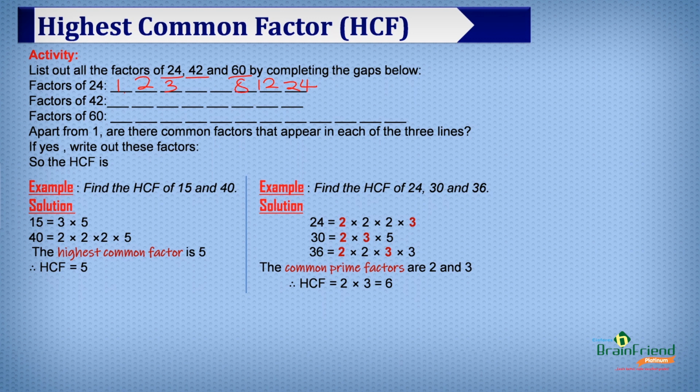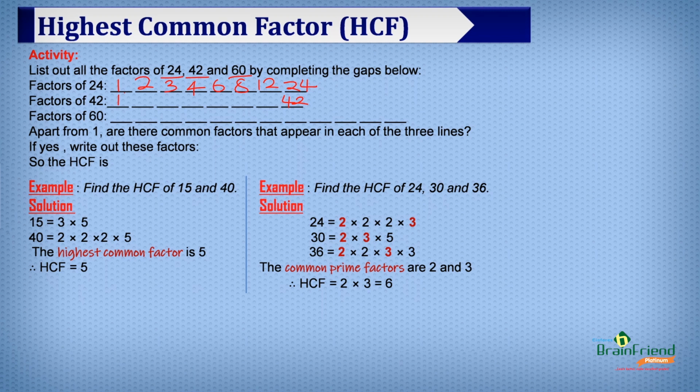And then the next number is 4. 24 can be divided by 4. 24 divided by 4 gives us 6. 4 times 6 is 24. So we can list 4 and 6. We have successfully listed the factors of 24. Now let's look at 42. Of course, the first thing to do is to write 1 and write 42. Now the next thing is the number 2.